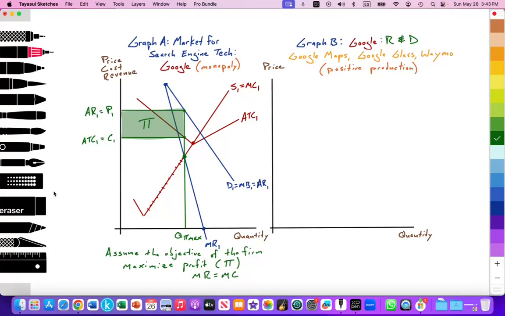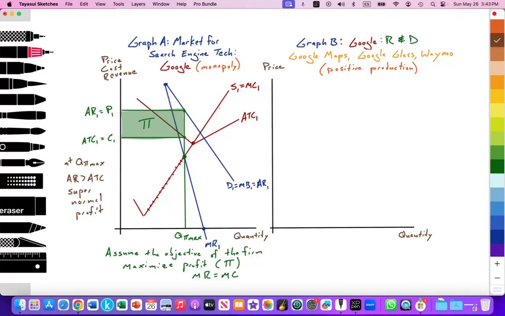Here we can see, again, I can make a note, and I'll use another color. I highlight that at Q profit max, AR is greater than ATC, so the firm is generating abnormal or supernormal profit.